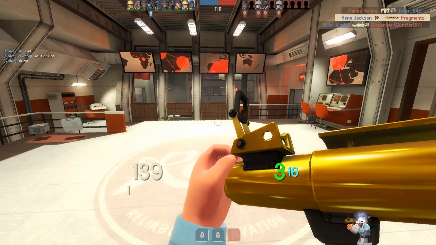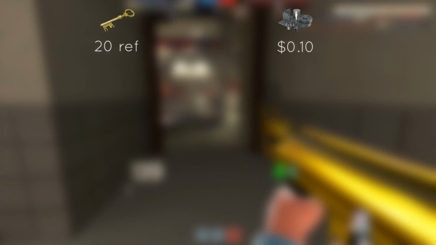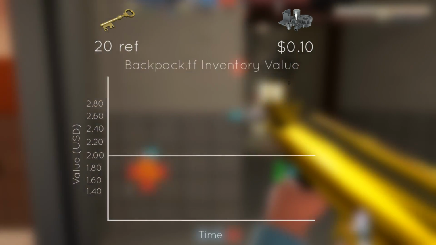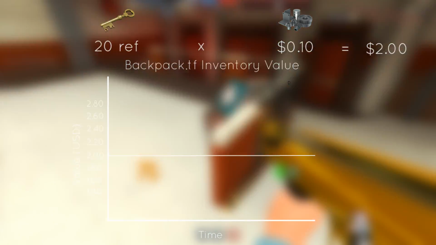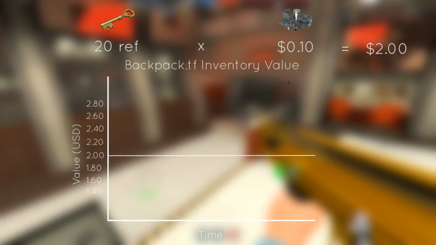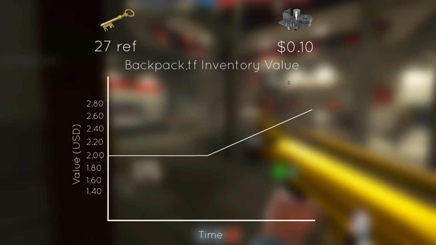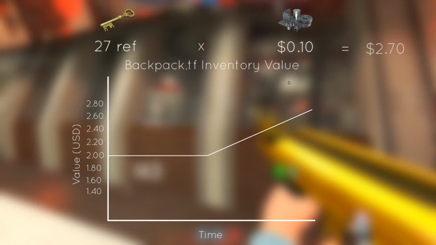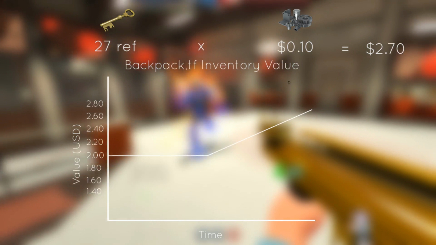Let's assume that in this theoretical example, keys are worth 20 ref and refined is 10 cents. So I would expect the graph to value the key at exactly 20 times 10 cents or $2. But what happens when keys go up in refined metal like they normally do? Well, then my backpack value would naturally go up. If keys increase to 27 ref, my backpack should now be valued at $2.70. But this isn't right. Now keys are worth more than they should be.